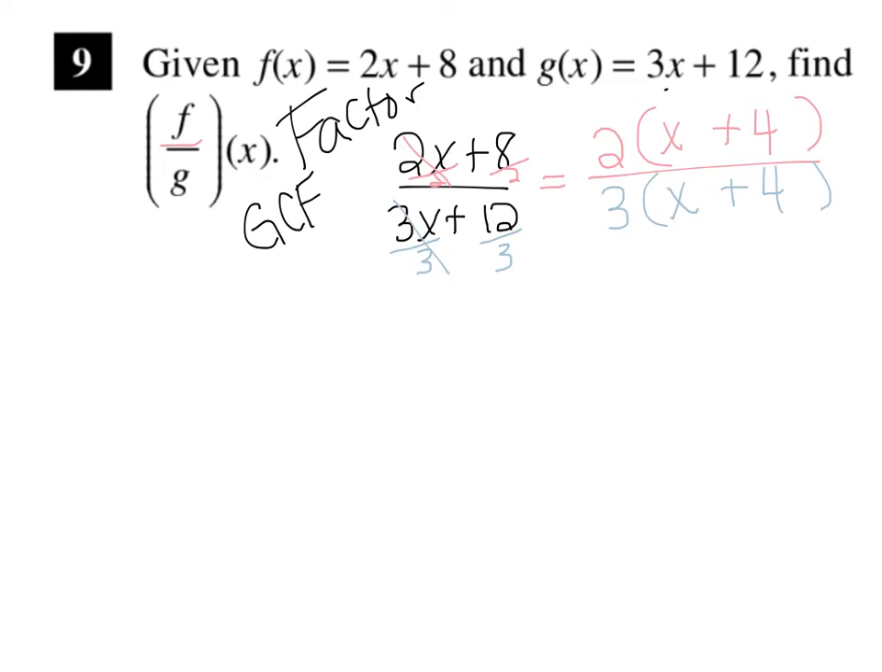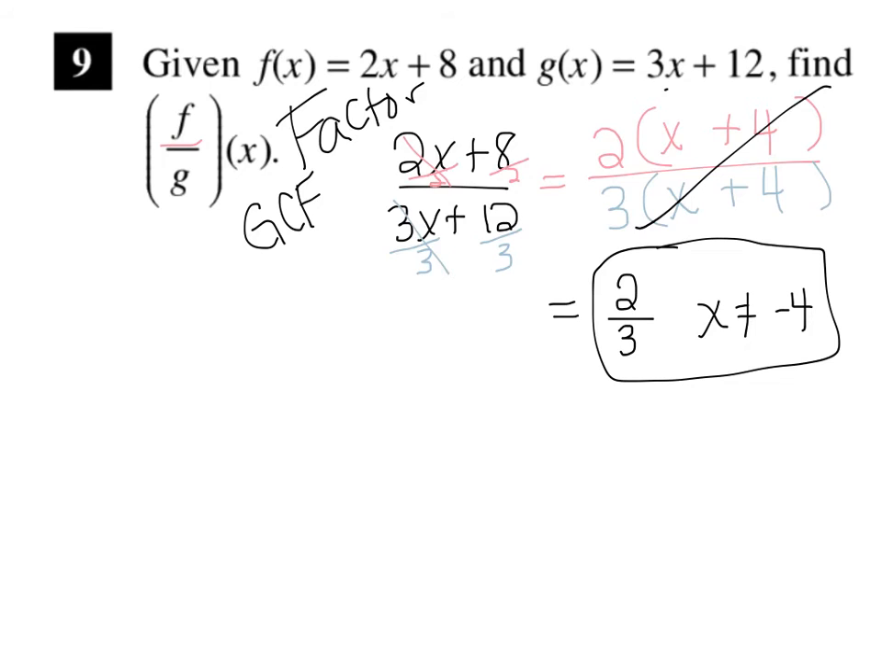So we do have some common factors on top and bottom, which cancel out. Our answer is 2/3, and we just need to say that x cannot equal negative 4, because if it equaled negative 4, then we'd have a 0 on the bottom.